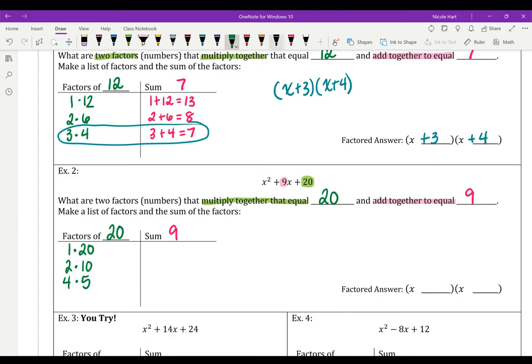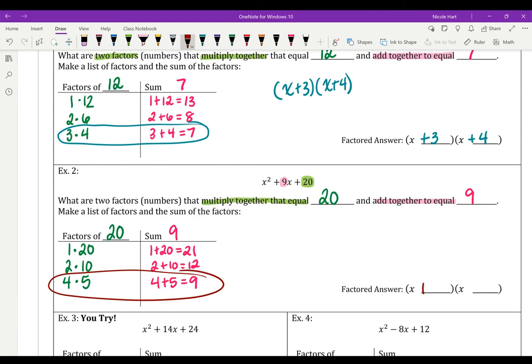And that's it. So 1 plus 20 is 21, so that won't work. 2 plus 10 is 12. That won't work as well. 4 plus 5 is equal to 9, and there we go. We have the set that we are looking for. So our factored answer is x plus 4 and x plus 5.